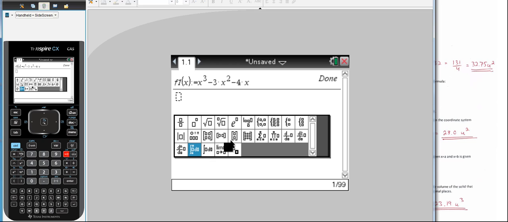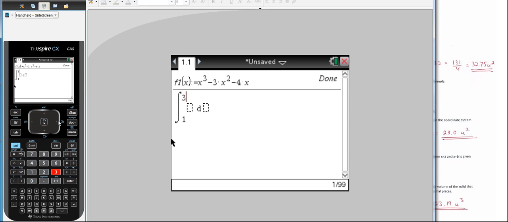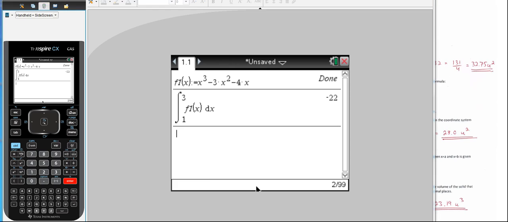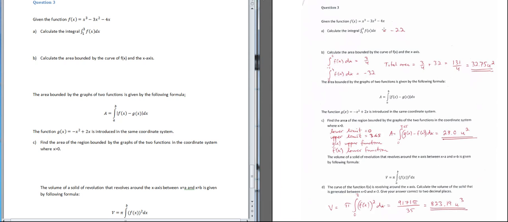Now go to the template, choose this one. The lower limit is 1, the upper limit is 3, and then the function is our function f1 of x, dx. Minus 22. And remember, an integral can be negative, so that's okay. The answer would be minus 22.